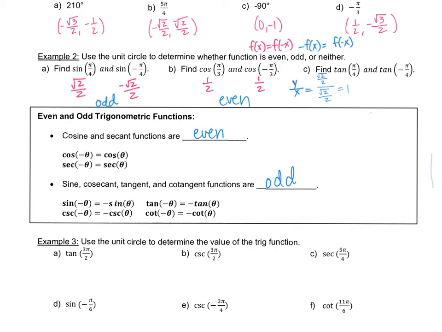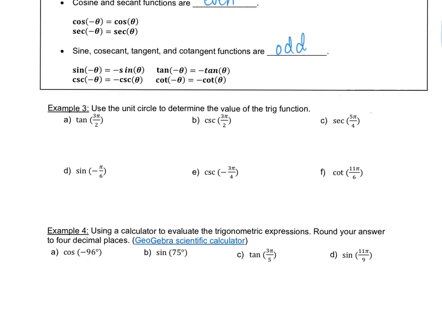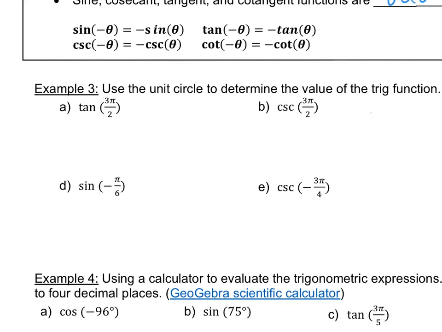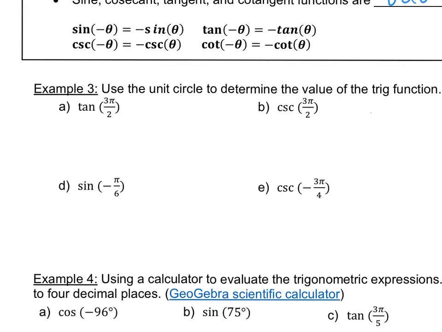So now moving into example 3 here. For example 3, we are going to be looking for those trig values on the unit circle, specifically for an angle. So if you're asked to find tangent, then you need to remember that tangent is going to be y over x. So you might have to go to the unit circle and figure out what your x and y is for 3 pi over 2. So let's go ahead and do that.